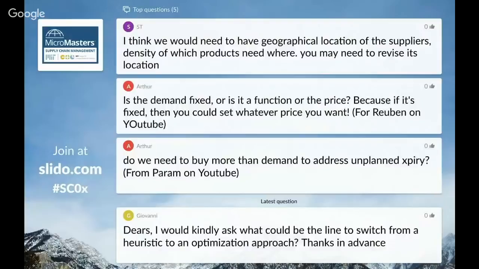I think we would need to have the geographical location of the suppliers, density of the products where we need. You may need to revise this location. I don't know what the question is.